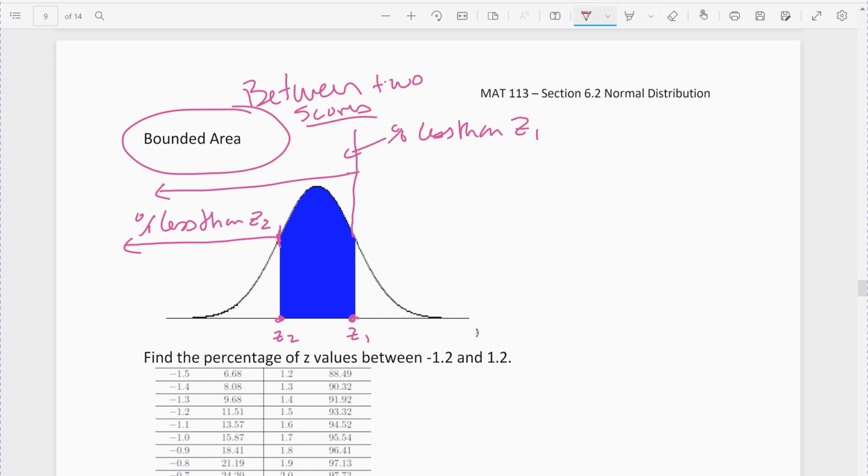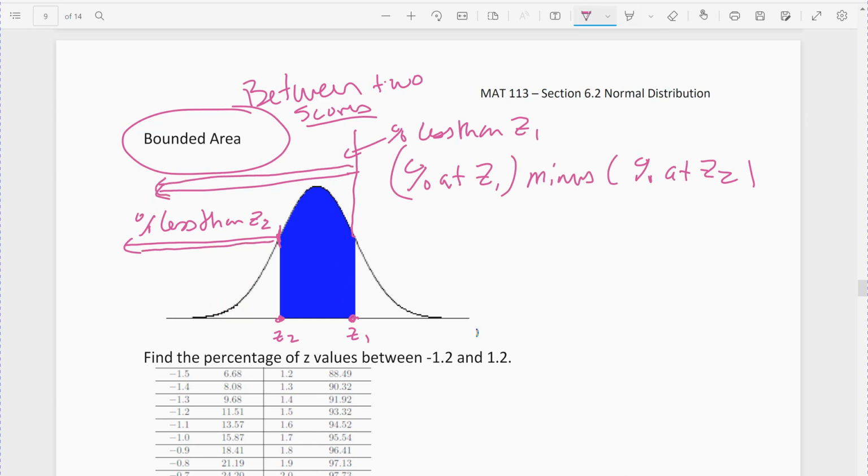Alright, so you're going to take the percent at the z-score 1 minus the percent at the z-score 2. And this percent means coming from the table. So again, you take the z-score 1, you're going to find its area, which is all of this area here, and then subtract the z-score 2, which is this area here, this blank area. The difference will leave me with that blue area. Alright, so I'm going to do a couple of examples of finding bounded areas, by which we mean areas between 2 values.